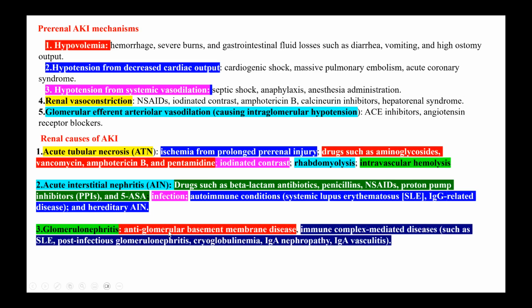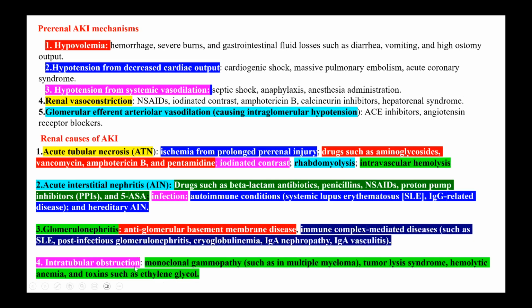And glomerulonephritis, like in immune complex mediated SLE or post-infective glomerulonephritis or IgA nephropathy, which are all causes for the dysfunction of the glomeruli. And intratubular obstruction due to monoclonal gammopathy like multiple myeloma, tumor lysis syndrome, etc.